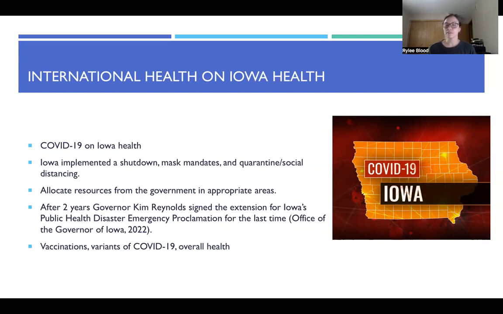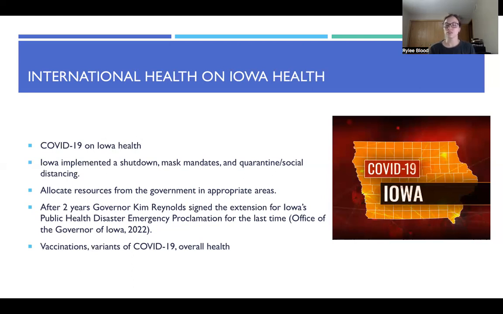Also, there were mask mandates. So you had to go out in public with a mask, and you had to quarantine if you had any symptoms, and social distancing. There were times where there could not be groups together within 6 feet of each other of greater than 10. Essentially, at this point, the United States was providing each state with money and resources, and Iowa would allocate our resources appropriately to be able to improve the health of its citizens.